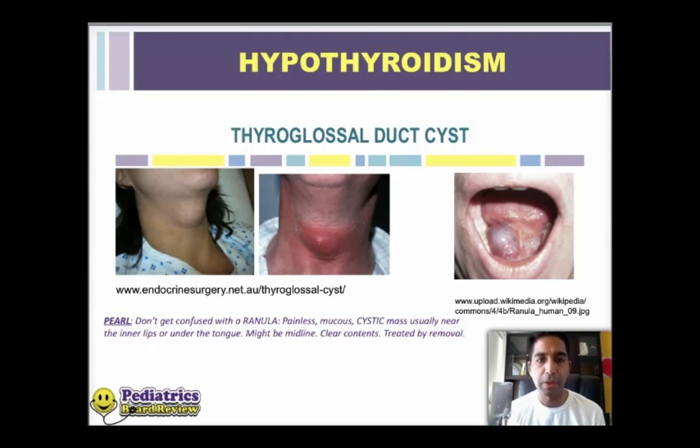So that's what this pearl is about. Don't get this confused with a ranula. That's a painless mucinous cystic mass that's usually near the inner lips or under the tongue. It might be midline, but it's going to have clear contents, and you treat that with removal as well.